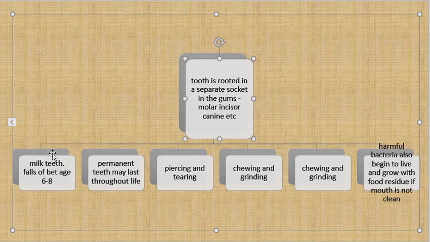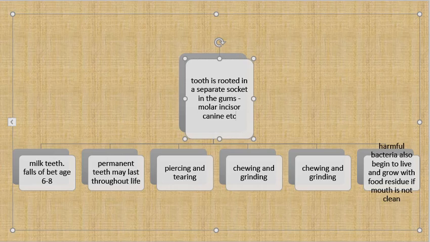You don't have 32 teeth at first, but when you are around 6 or 8, the milk teeth fall down and the normal adult teeth come back in their place. Permanent teeth may last throughout life mostly. But nowadays, because of too much sugary food that we are eating, most adults also have problems with their teeth because they decay because of too much sugary food.